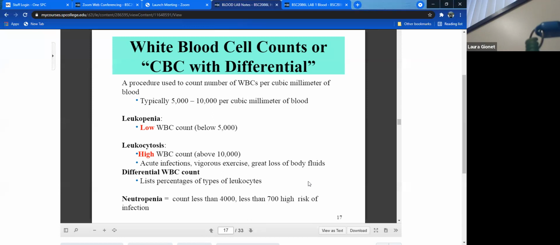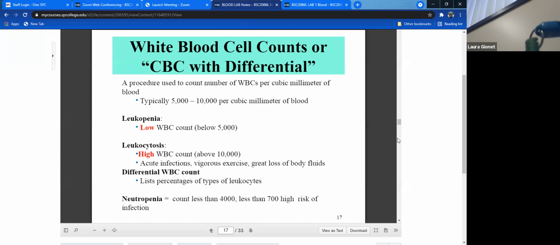If you're very dehydrated, then the number of cells in a cubic milliliter of blood will kind of be exaggerated because you're so dehydrated. You rehydrate and run the blood test again, it's normally back into normal ranges. The differential WBC lists percentages of the different types of leukocytes.